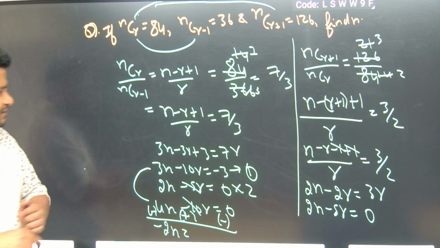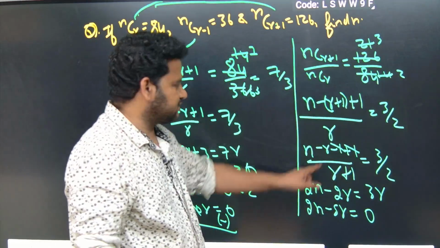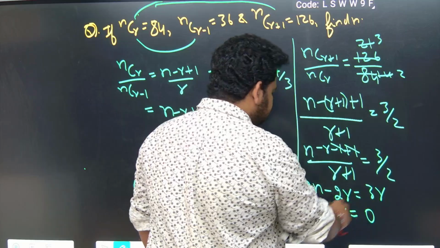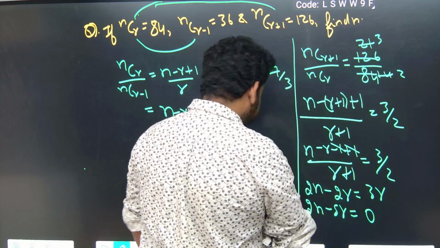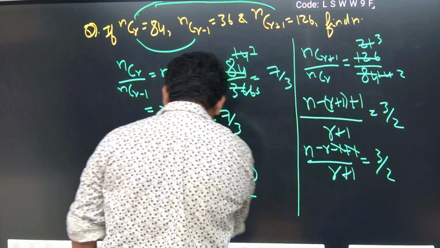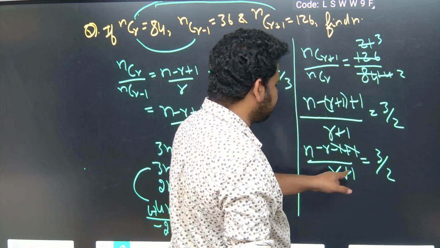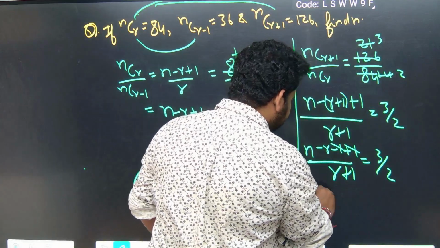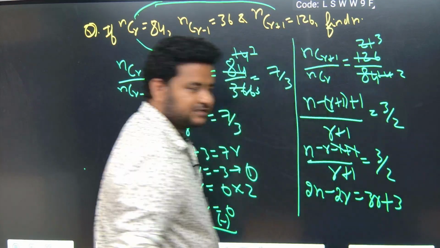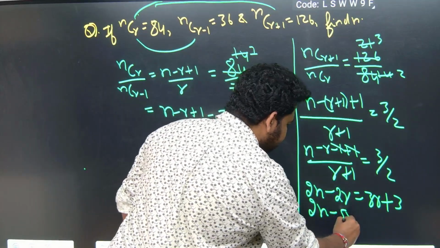Okay. Here we have done one mistake. This should be r plus 1. Because this is r plus 1, the denominator should also be r plus 1. Observe here, r is not just r, this is r plus 1. So this will become r plus 1. So this will be 2n minus 2r is equal to 3r plus 3. So 2n minus 5r is equal to 3.